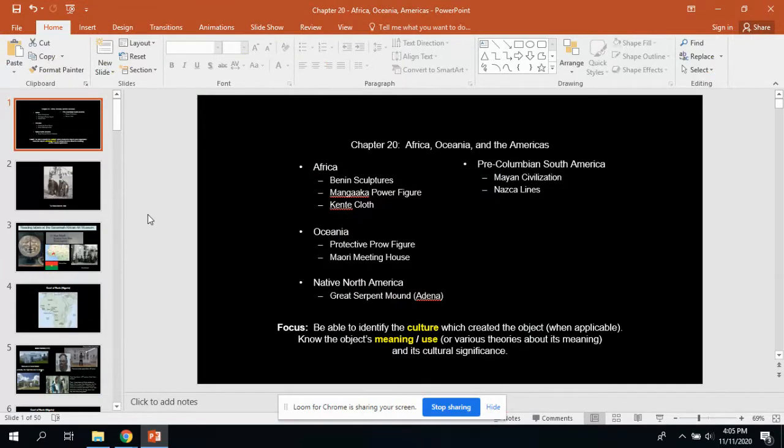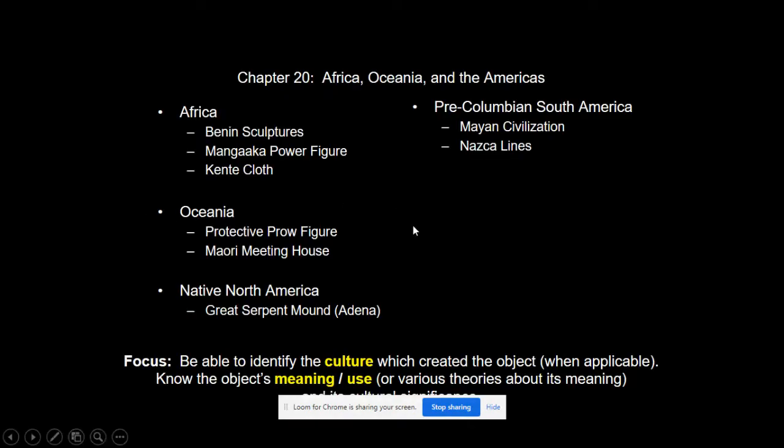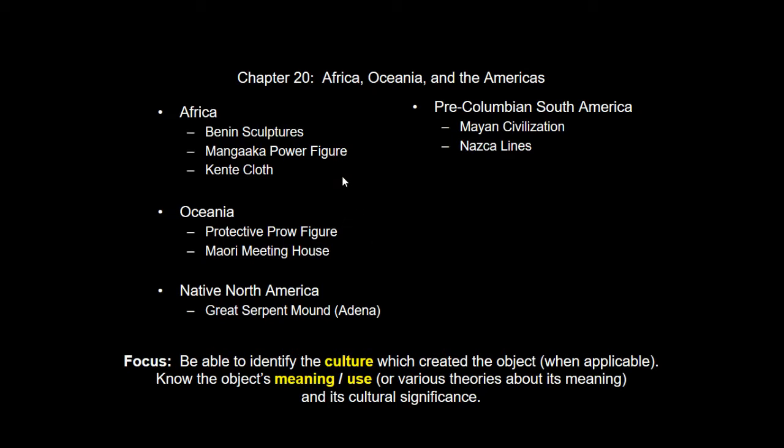All right, so chapter 20. This is our one non-Western chapter, if you will. For this chapter, the focus is on what the objects are used for and who made them, as in which culture made them. I'm a big believer in acknowledging the specific culture that produced the artifacts instead of knowing them as simply African, for example, or South American.